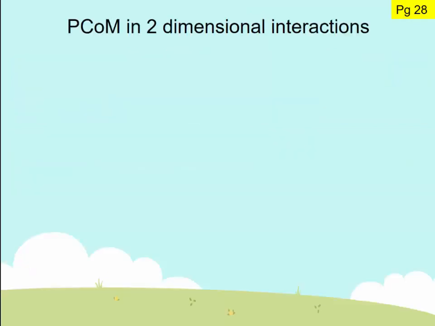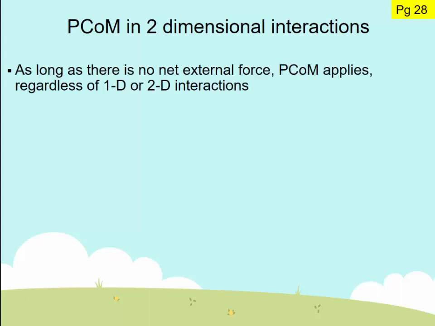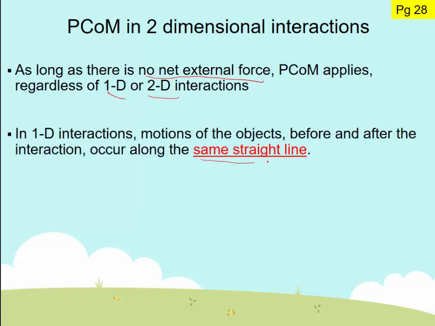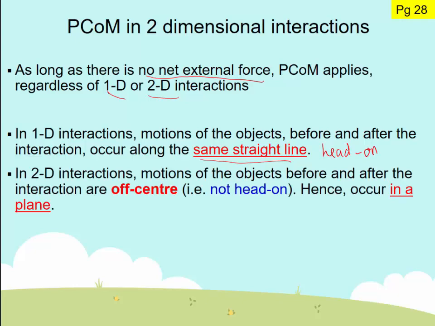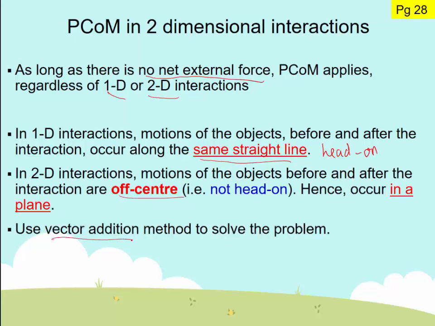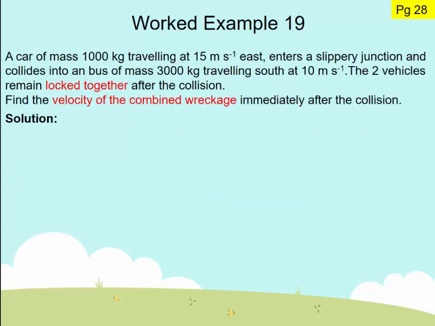So far, we have been looking at PCOM in one dimension, or collision in one dimension. We will now look at it in two dimensions. Again, the same condition applies. Where there is no net external force, PCOM will always apply, regardless whether it is one dimension or two dimensions. In one dimension, they will occur along the same straight line, or what we call head-on collision. In two dimensions, they are off-centered. How do we solve the problem? You just use the vector addition method.